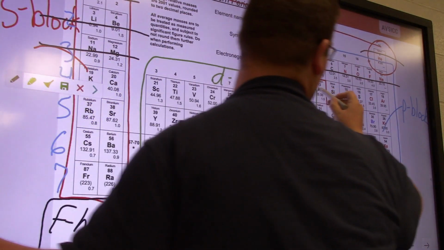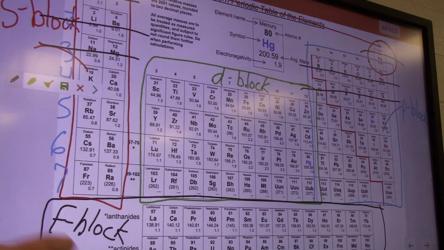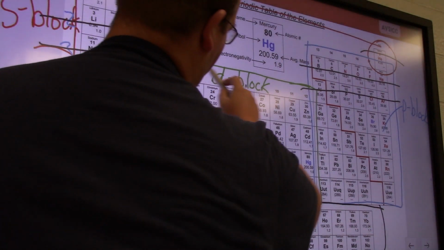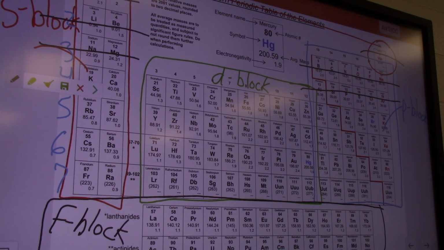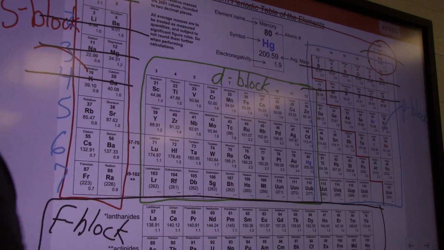3P. Yeah. This is why I like the periodic table. I don't know how many times kids will go 3D. 3D isn't there yet, because watch what happens. 4S. And then what about here?